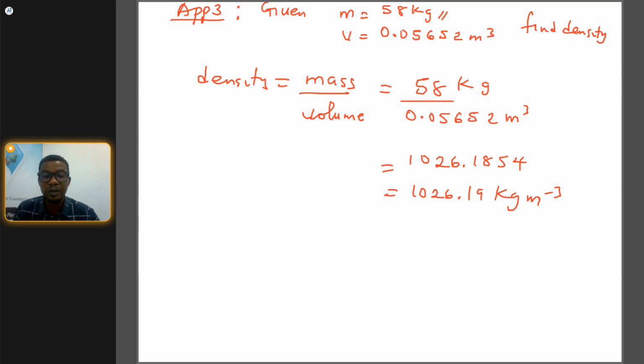So you can be asked to find mass instead of density. You can be asked to find volume instead of density or mass. So we've already given a summary of the formula in our chat box. That's the image. So ensure you master this formula so that in case you're asked to find mass, you know the formula to use. In case you're asked to find the volume, you know the formula to use.